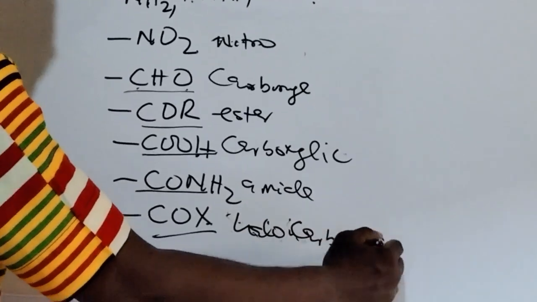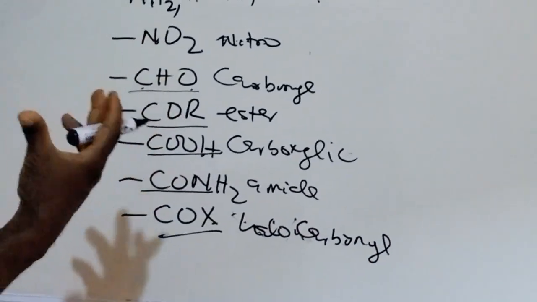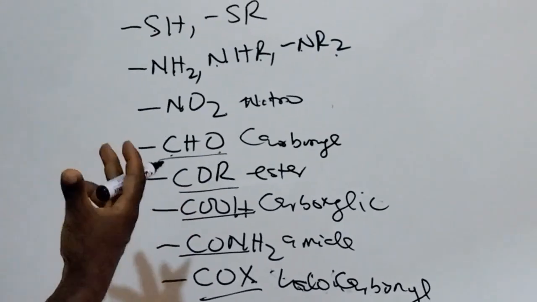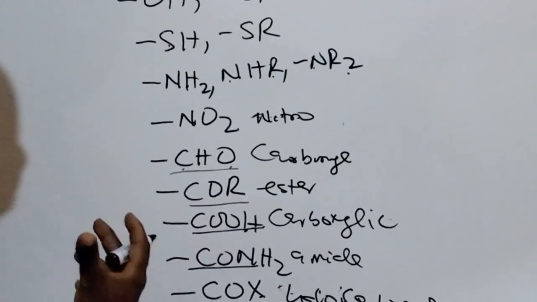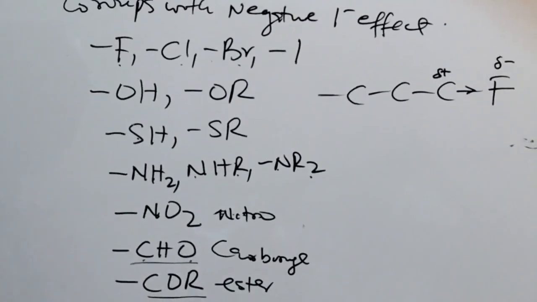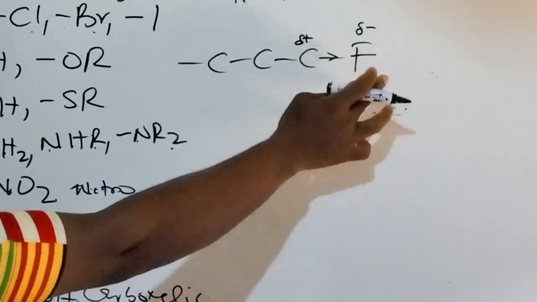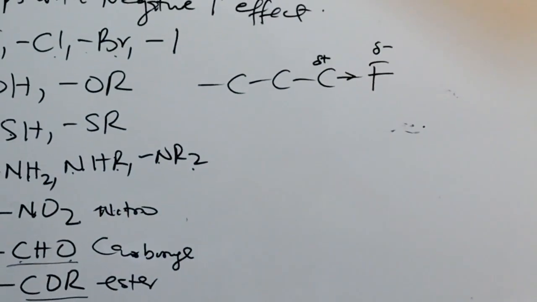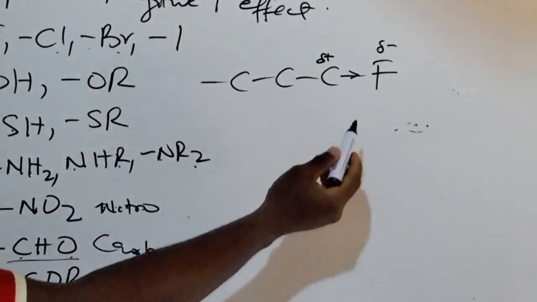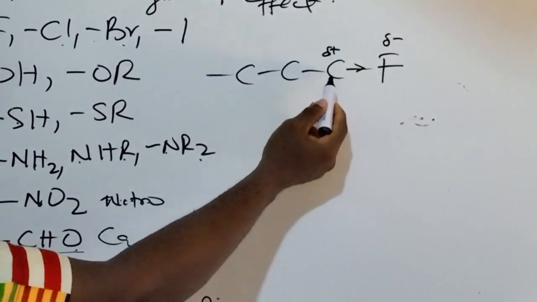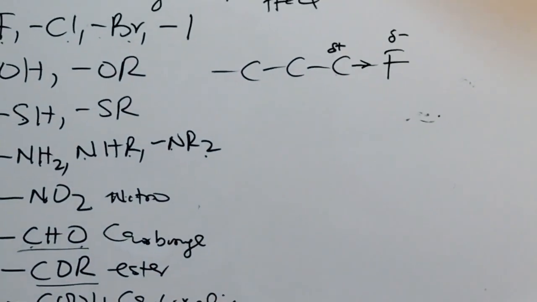So all these groups are electron withdrawing groups, and they have a negative inductive effect. When they are attached to a carbon atom, they tend to pull electrons away from the nearby carbon atom, giving themselves a partial negative charge and giving the nearest carbon atom a partial positive charge.